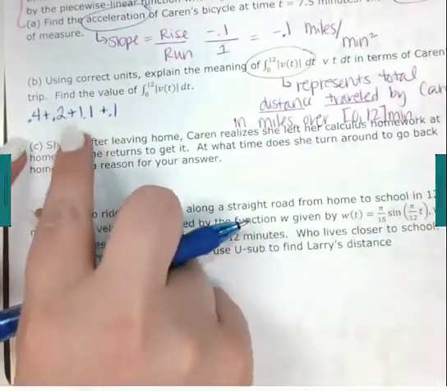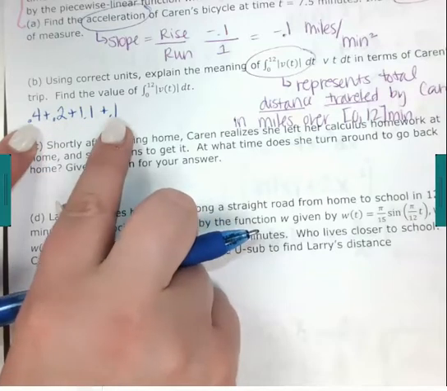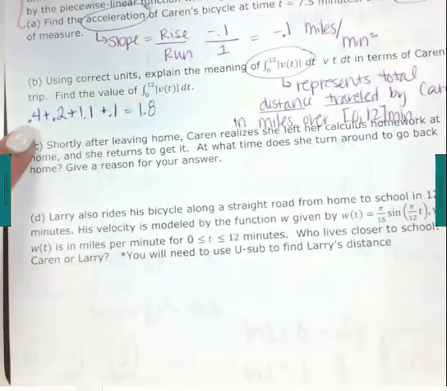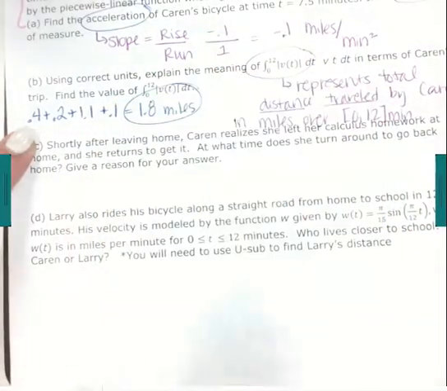Okay, and I guess since we already added it up that much, we might as well finish it. 0.4 plus 0.6 is... Oh wait, 0.4 plus 0.2 is 0.6, then 0.7, so 1.8. Okay?